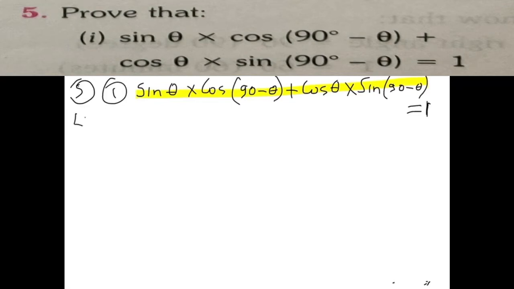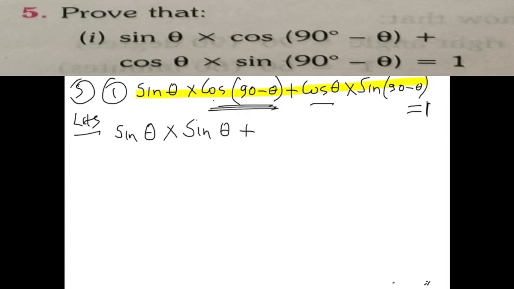Now I am taking the left hand side, and I am going to solve that one. So here it is sin theta, let me write it as it is, I am not changing that, into cos 90 minus theta, which according to the formula can be written as sin theta. Then plus cos theta, let me write as it is, and sin 90 minus theta according to the complementary angle formula I can write as cos theta.